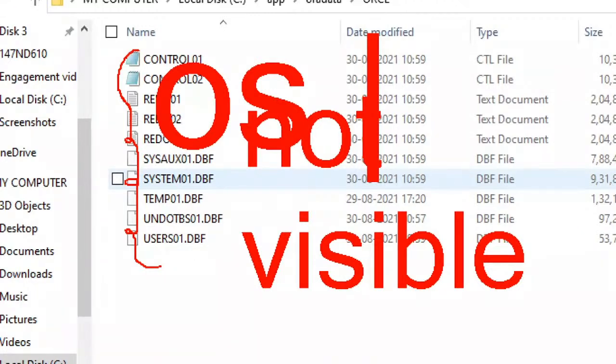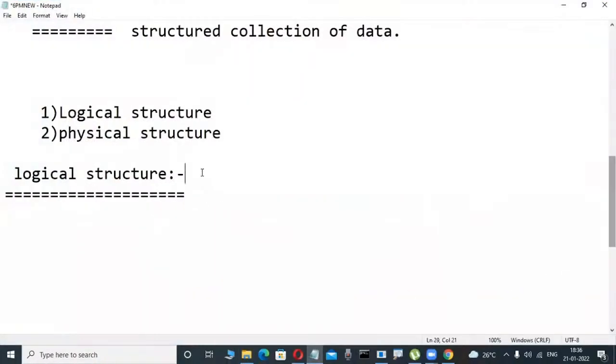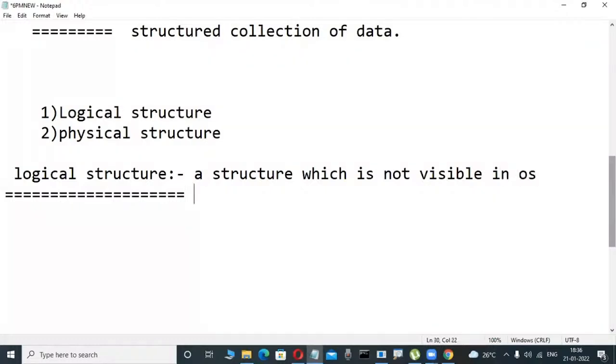That is visible in a database. Okay, I agree. But unfortunately, that is not visible in the operating system. That's why, now, what does a logical structure mean? Don't write it down. A structure, which is not visible in the operating system, in the OS, is called a logical structure, the logical structure of the database.